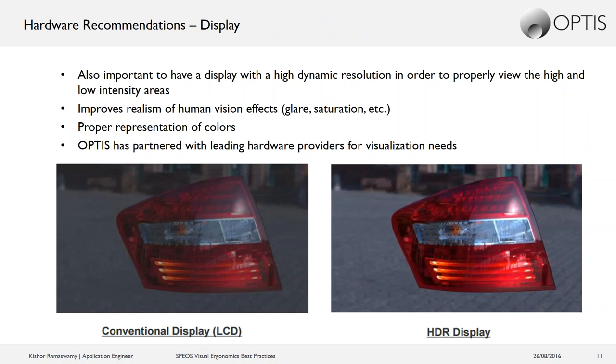Another aspect which is important is the resolution of the display that's being used. In order to properly display some SPEOS PE results, a high dynamic resolution monitor is important. This allows you to see the high and low intensity areas in the same result rather than one of these two being clipped. It also improves the realism of a result with regards to glare or luminance saturation, and also for properly representing different colors.